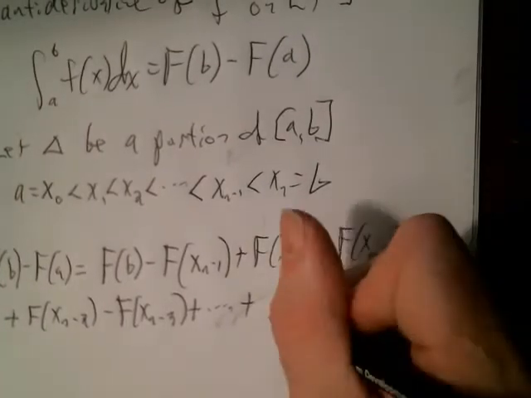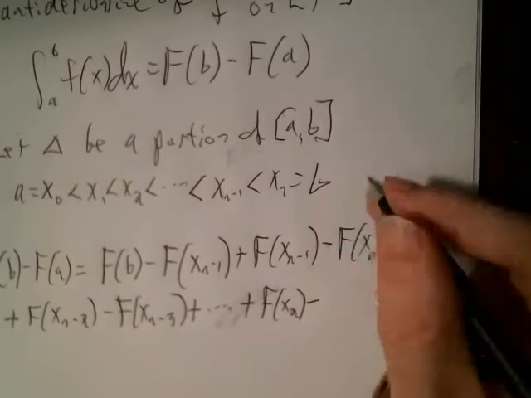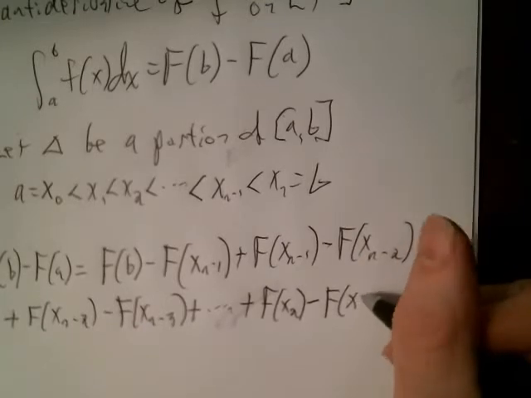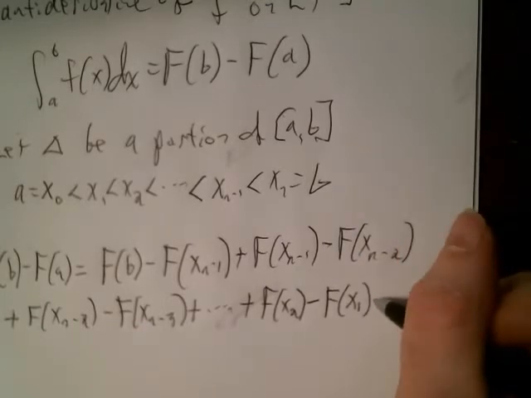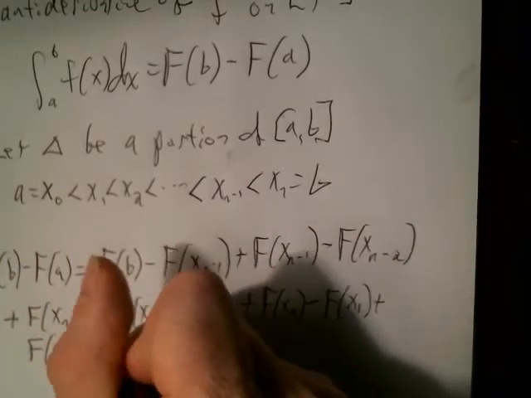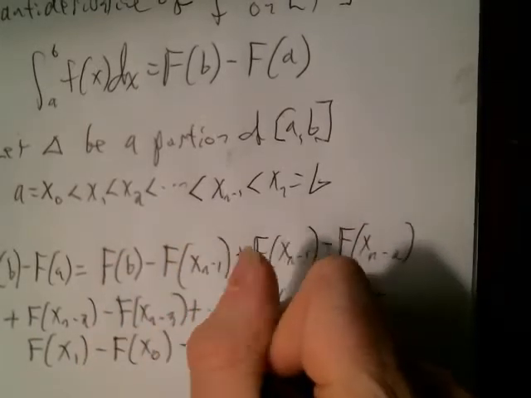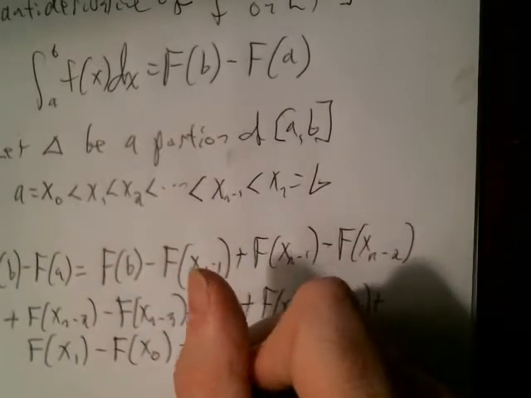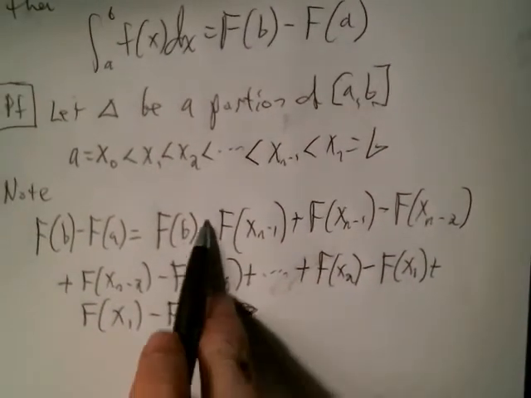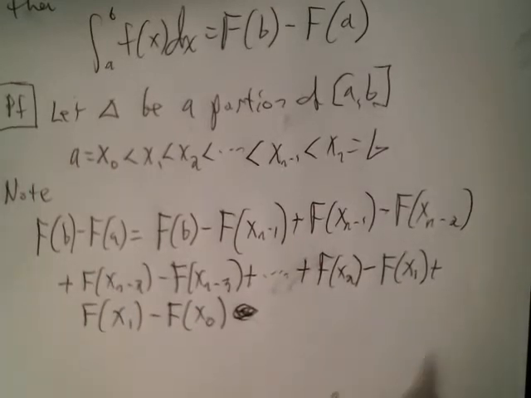So you would have F of x sub 2 minus F of x sub 1, plus F of x sub 1 minus F of x sub 0, which is F of a. Of course, this is F of a. And if you look backwards, these all cancel out in this clever little way of writing the sum.